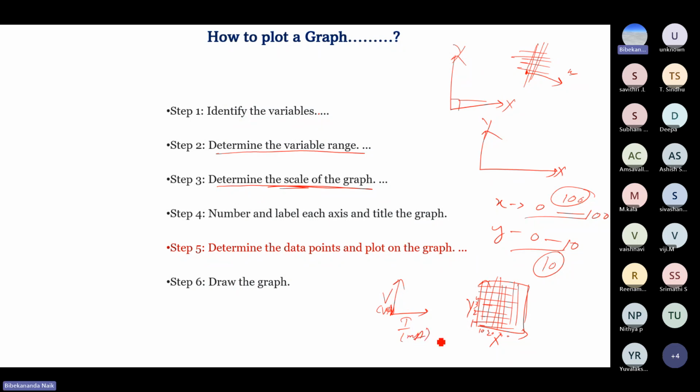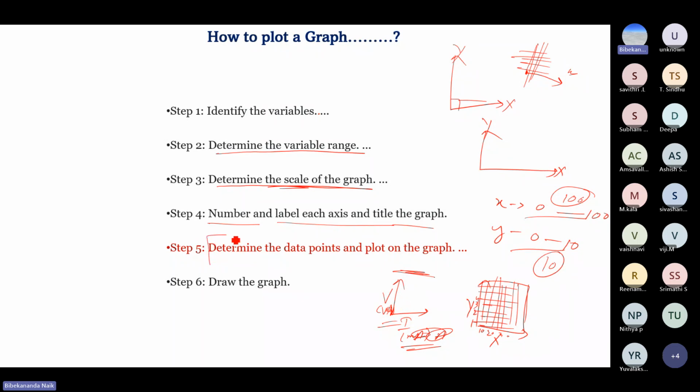In current, whether it is milliampere or ampere, we should also write the unit. So we should number and label each axis, and also we should write the title of the graph. And then in order to plot the graph, we need to have the data points.